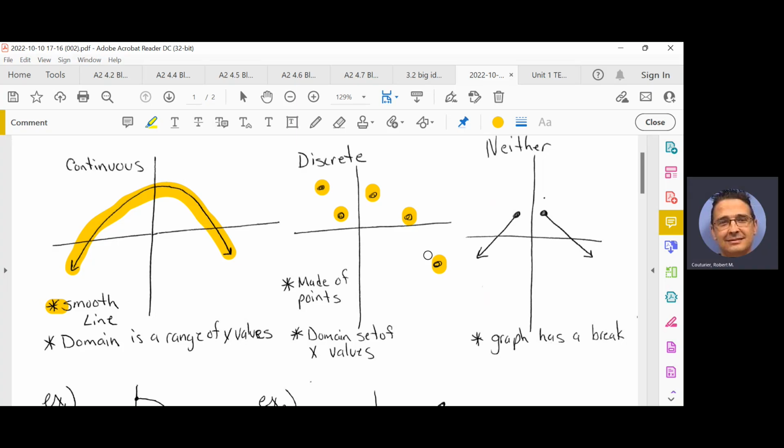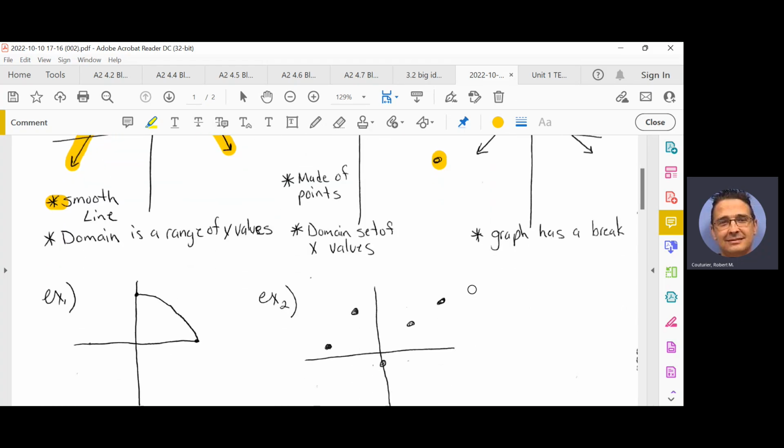Of course, the other option is that it's neither of them. Notice that this graph has a break in it. That means it's not continuous. It's continuous for a little bit and then it stops. And then it's continuous again over here, but it is not fully continuous across the whole graph. It's not a graph of just dots, so it's not just discrete. It's somewhere in between. So that means that it is neither discrete nor continuous.